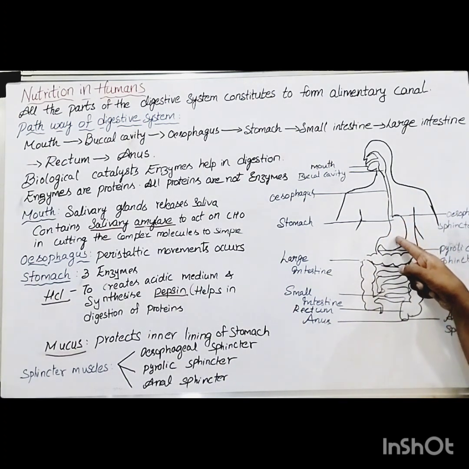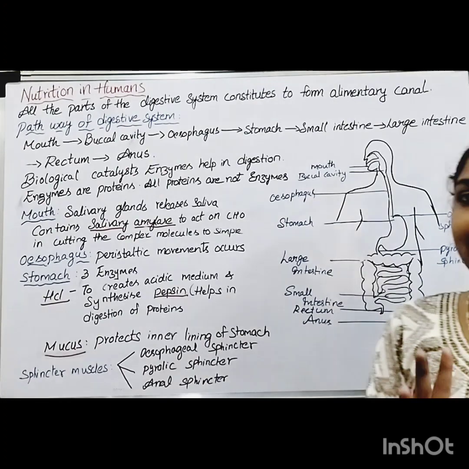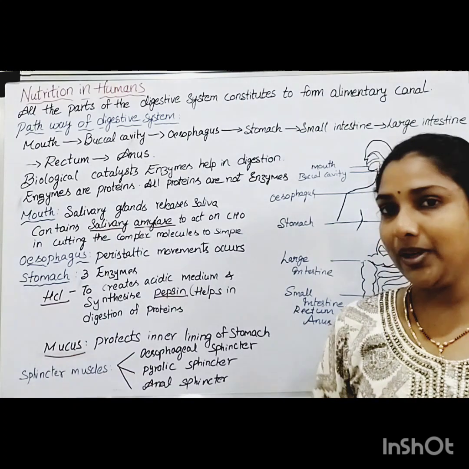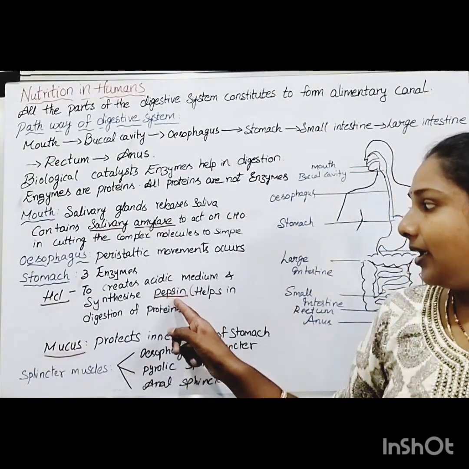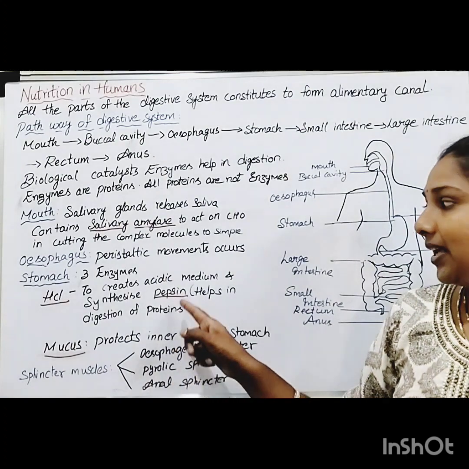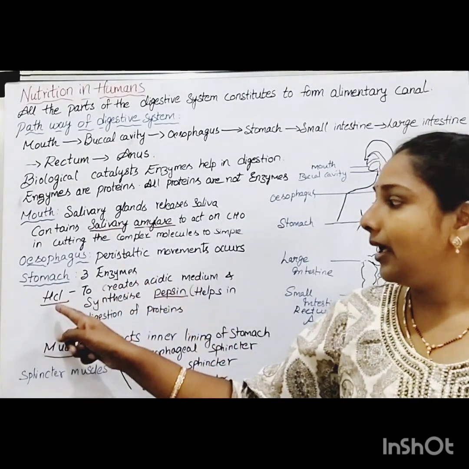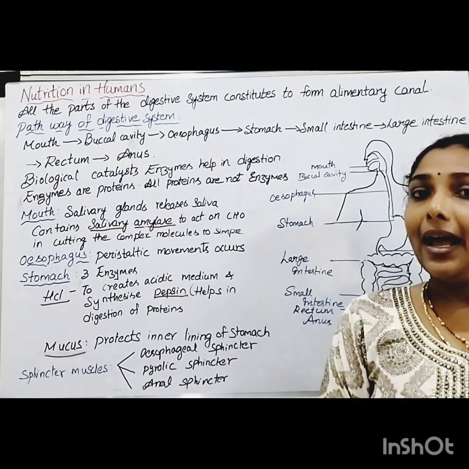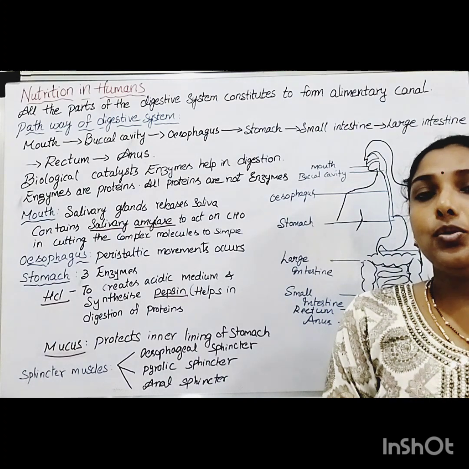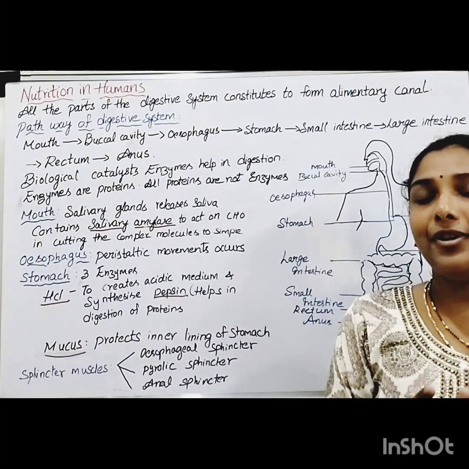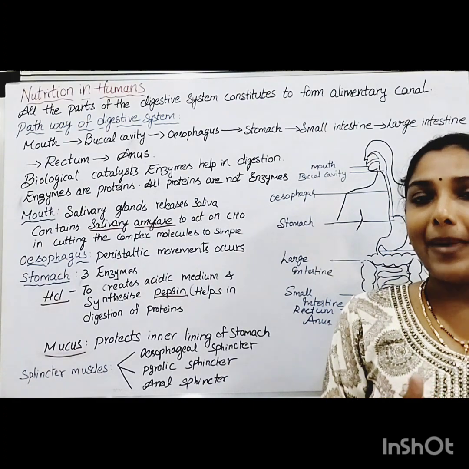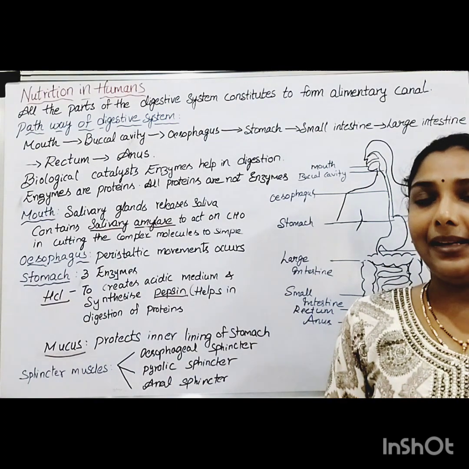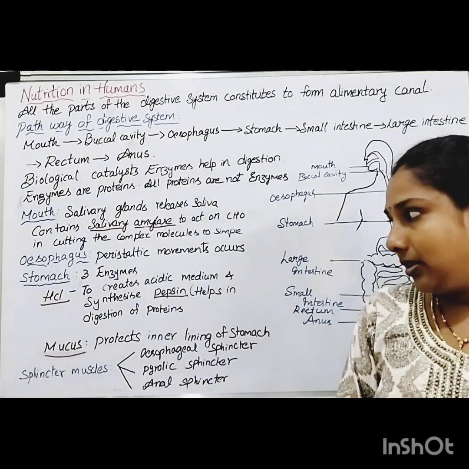After entering the stomach, the stomach releases three types of secretions: HCl, pepsin and mucus. Pepsin is useful for the digestion of proteins. This is released with the help of HCl. What is HCl? Hydrochloric acid. Hydrochloric acid is used to make the food acidic, so as to kill the bacteria. The main function of HCl is to kill the bacteria and make the food acidic.